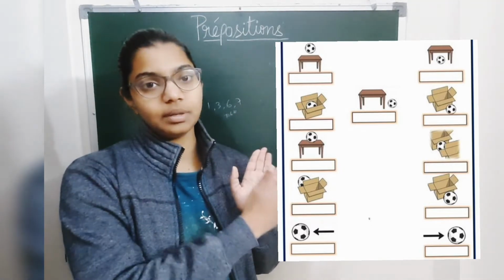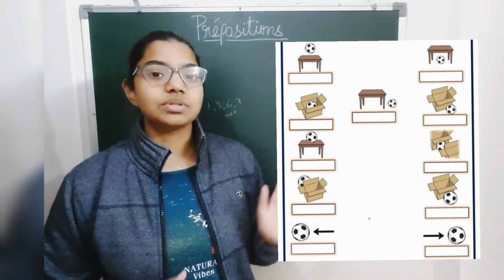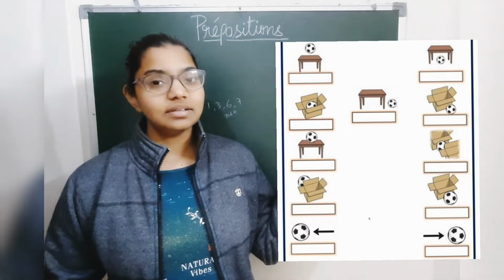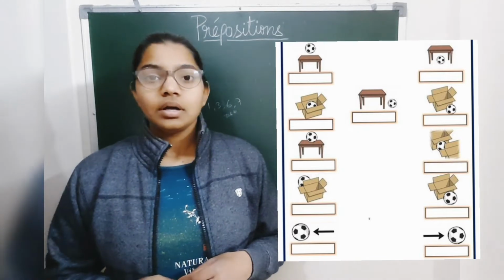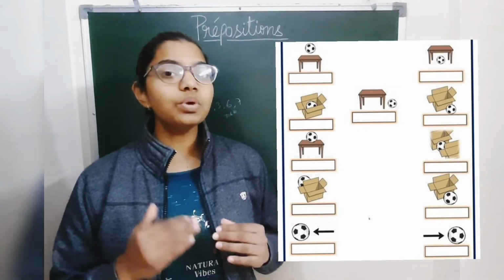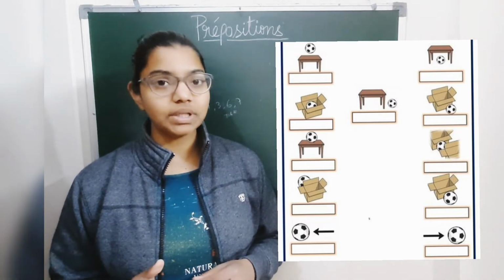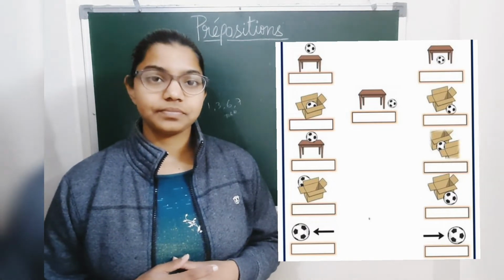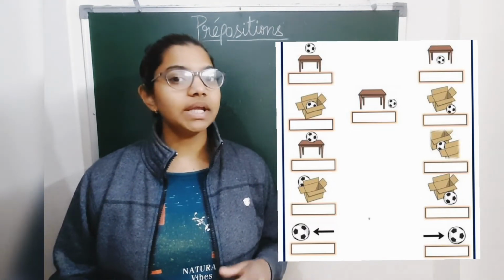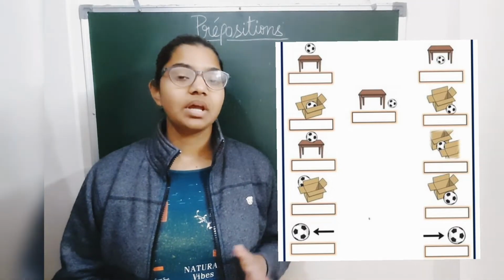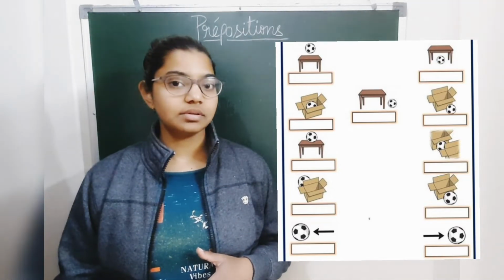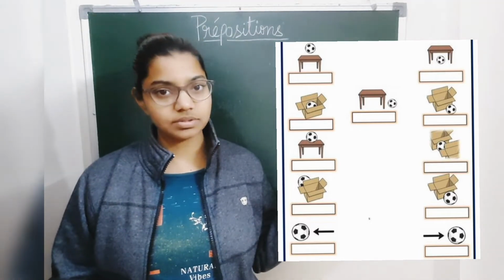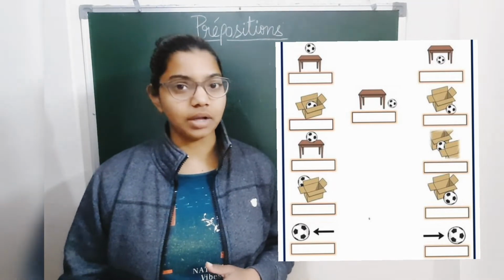The ball is right beside the table, next to the table. So la balle est à côté de la table. Then number 7, la balle est sous la table. Sous means under. That means under the table. Then la balle est près de la boîte. Près means near. The ball is near the box.